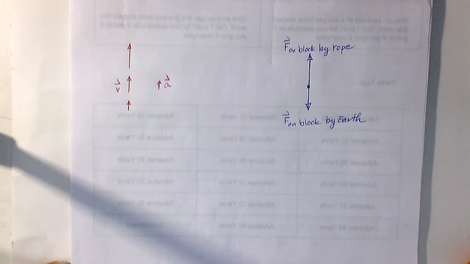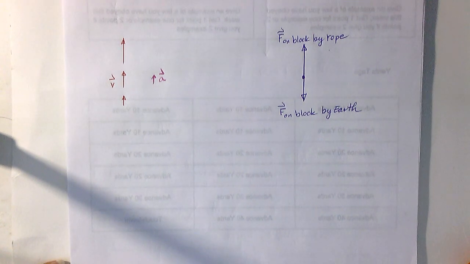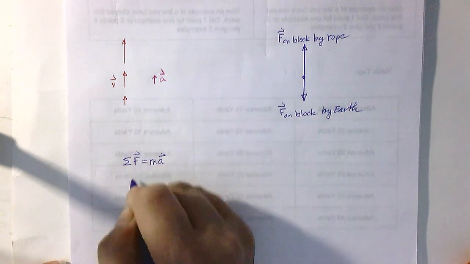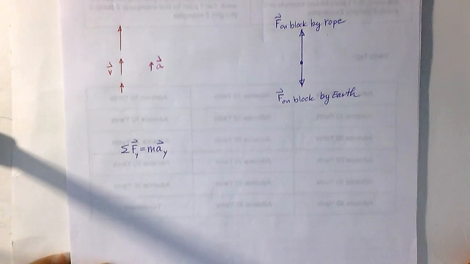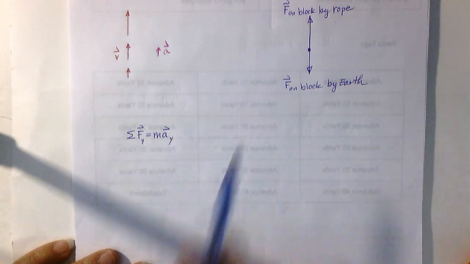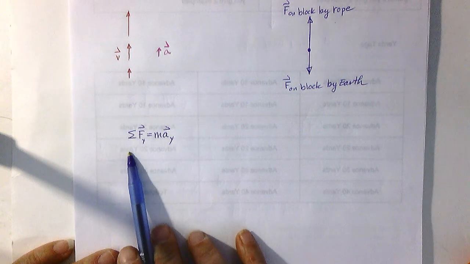Okay, so now we're ready to apply Newton's laws to this problem to solve for the tension in the rope. In order to do that, we're going to start out with the sum of the forces equals ma. We're only working in the y direction, so we only need to write one equation. Remember, because forces are vector quantities, we have to make sure that we're only going either in the x direction or the y direction. Okay, so we can't add x's and y's together.